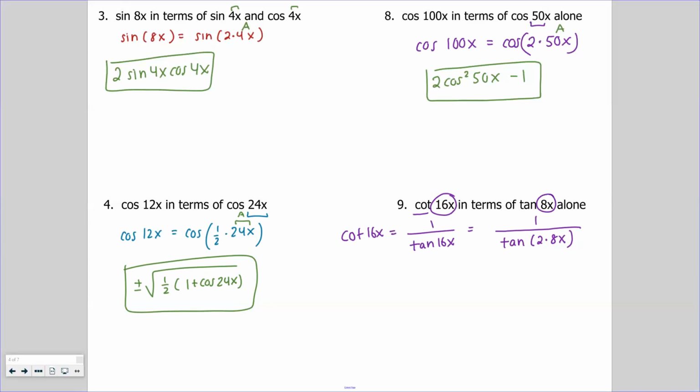We have an expansion for the tangent of 2 times some angle. Our angle is the angle that we want, so 8x. All right, that expansion looks like this, 2 tan 8x over 1 minus tan squared of 8x. Simplify, can't leave a fraction looking like that. We just flip the numerator and the denominator there. Final answer. We turned cotangent into tangent, and we turned that angle 16x into 8x.